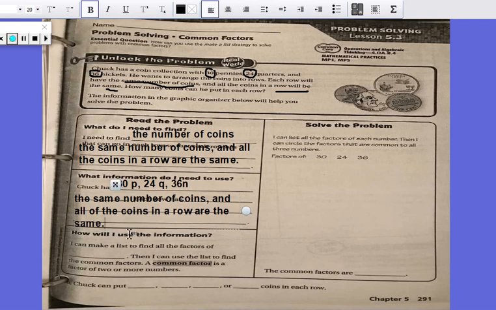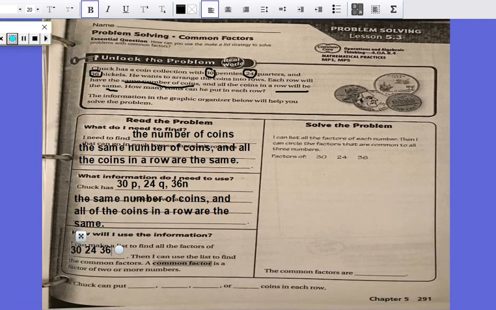How will I use the information? I can make a list to find the factors of those three numbers again, 30, 24, and 36. Then I can use the list to find the common factors. A common factor is a factor of two or more numbers. So between 30, 24, and 36, we're trying to find a number that they all have in common that are factors. Now remember, factor times factor equals our product or our multiple. So we're looking for the number that they all have.